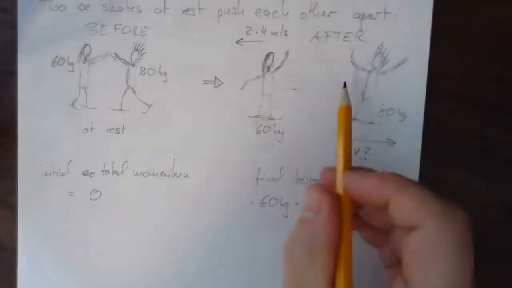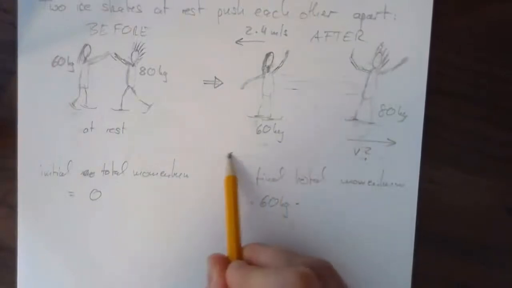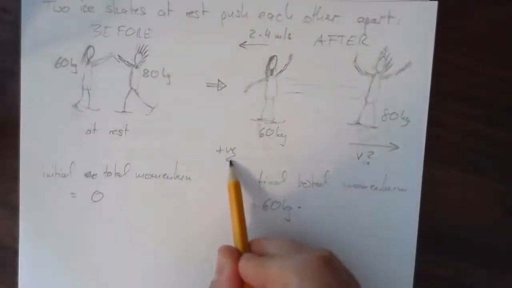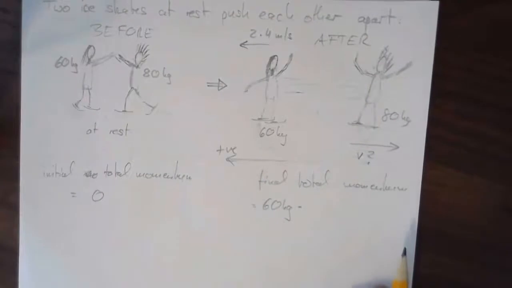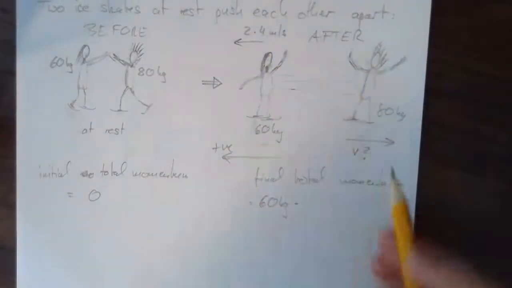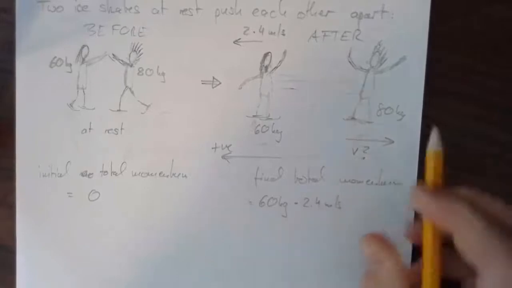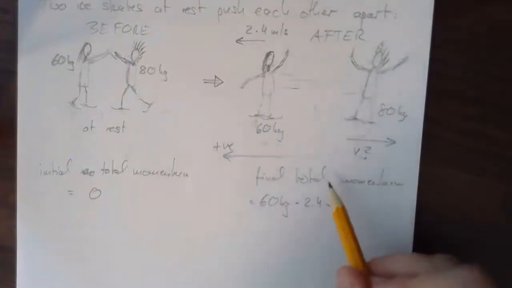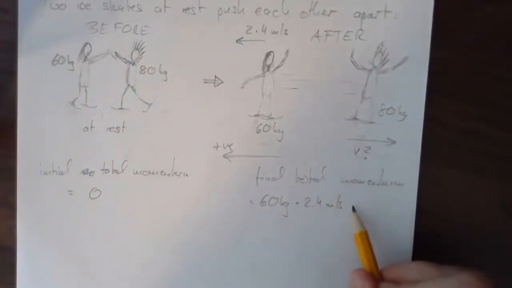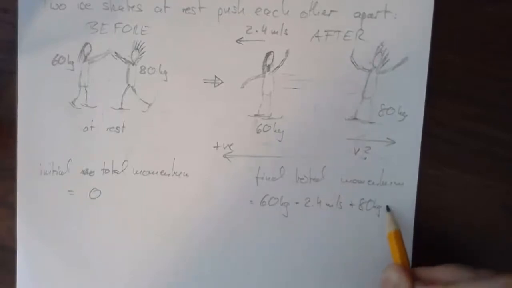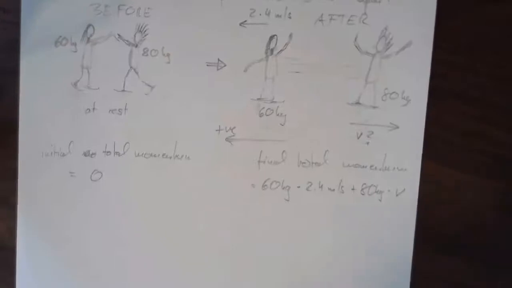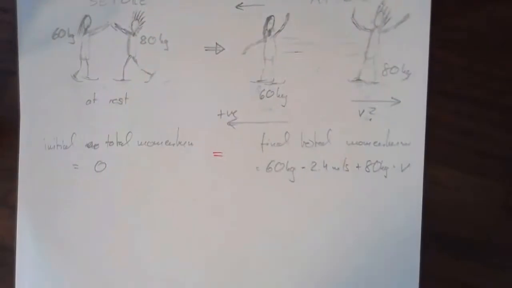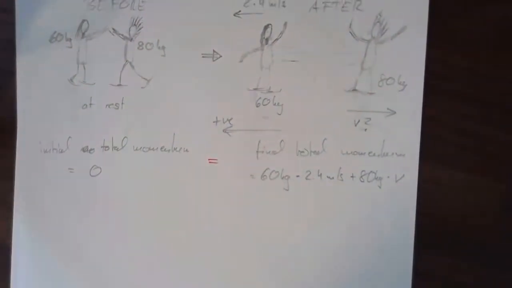We can do that. Where can I write this? Like here. Plus v positive. Left is positive, just for a change. We don't get too set in our ways. So this one has a positive velocity, 2.4 meters per second. This one has an unknown velocity v. I'm going to use v to label the velocity, not the speed. So plus 80 kilograms times the unknown v. Those two are going to be equal to each other. That is momentum conservation. The total momentum is conserved.